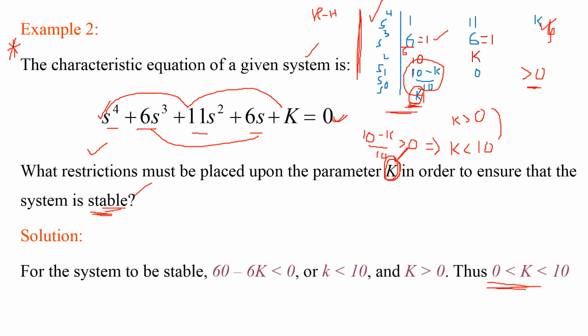These types of problems are very important. Depending upon the condition, we have to identify the elements in the RH table, and after identifying the elements, find the range of the unknown parameter K. In this problem, the K value is 0 to 10. That is about the RH criteria and different types of problems on RH criteria.